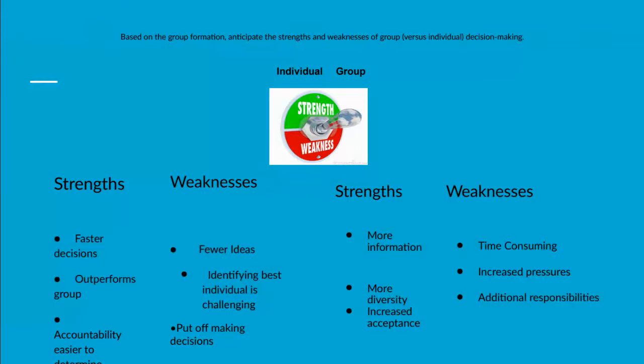Based on the group's formation, we anticipate the strengths and weaknesses, the differences between the individual and the group decision making. For individuals, their strengths, we can make faster decisions on our own. We can outperform a group, and the accountability is easier to determine. Weaknesses of individuals are that there's fewer ideas. We identify best, individual is challenging, and we put off making decisions. For groups, our strengths are more information, we have more diversity, and we have increased acceptance among members. Weaknesses, it's time consuming, we have increased pressures, and there's additional responsibilities.